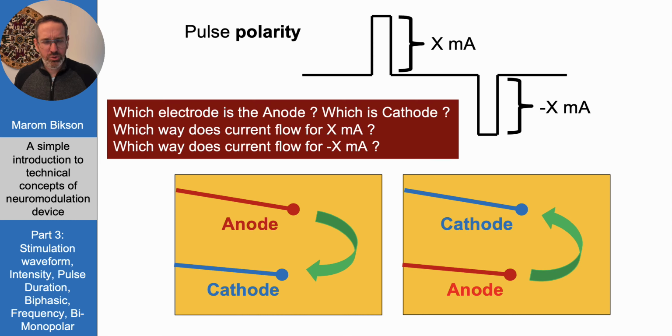Now, the question can come up: which one is the anode and which one is the cathode? Because in the first pulse, when the current was flowing down, the top one was the anode. But in the second pulse, when the current was flowing up, the bottom one was the anode. So one's the anode, then the other one's the anode. That seems a bit confusing. And if I want to talk about positive or negative current flow, again, how do I address that issue?